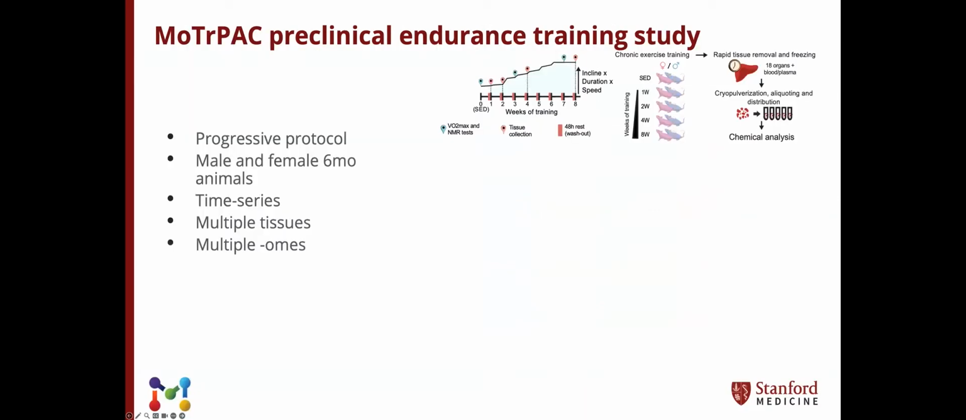And if we just look a little bit more closely at the study design for this. So this is the animal endurance training study in MoTrPAC is a progressive running protocol over 8 weeks. So these are now for the male and female 6-month-old animals. So we have the same also for the 18-month-old. And then there is a sedentary control group that remained untrained for 8 weeks. And the tissues were collected 48 hours after the last exercise bout, and then sent away to these chemical analysis sites to be run for different omics.